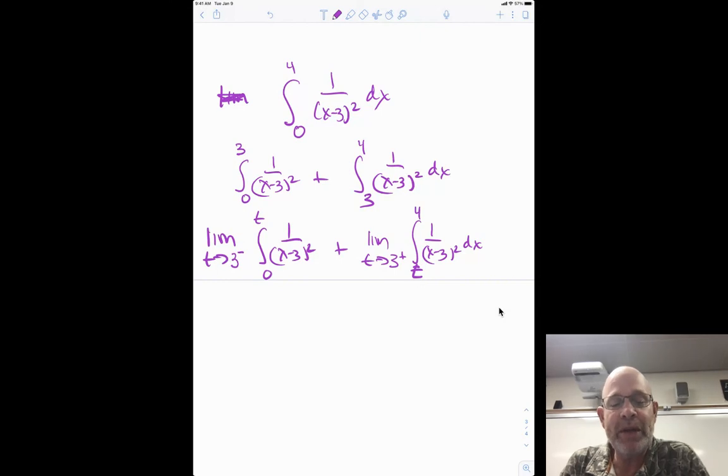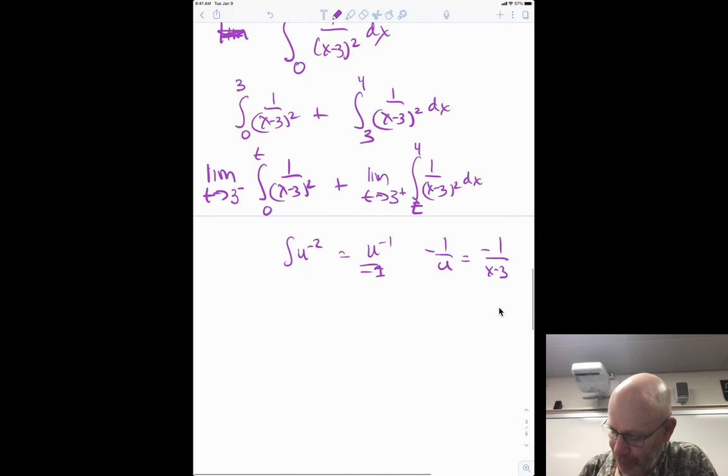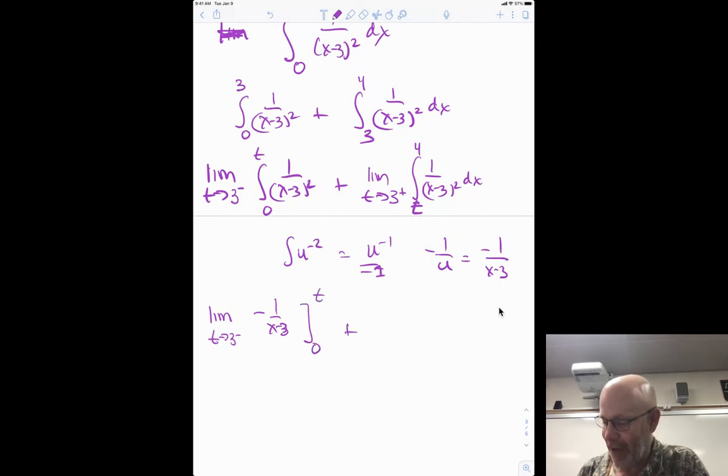This is just like a quick u-sub, u equals x minus 3. So it's just u to the negative 2. So think about this: it's just u to the negative 2, which would be u to the negative 1 over negative 1, right? So how about negative 1 over u, or in this case, negative 1 over x minus 3. So that's my antiderivative. So we do this left side first. Negative 1 over x minus 3, and we're going from 0 to t, and then we're going to add that to the limit as t approaches 3 from the right.